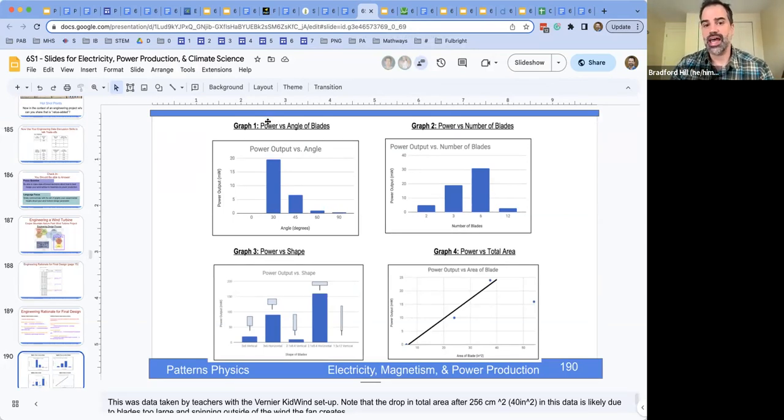One group will look at power versus angle. Another group will look at power output versus number of blades. Another group will look at power versus shape, and power versus total area. So these are the four that come up again and again. And we suggest having these things pre-made, and that way your data collection can be done very quickly.